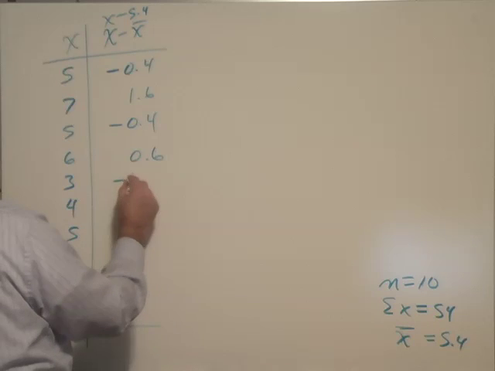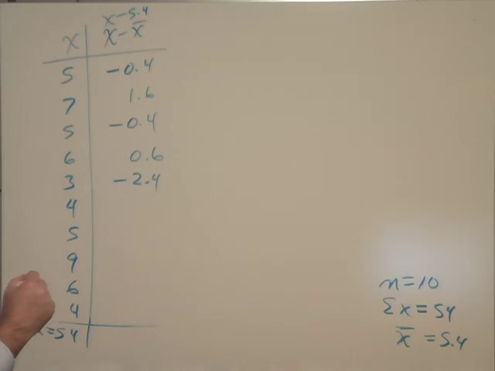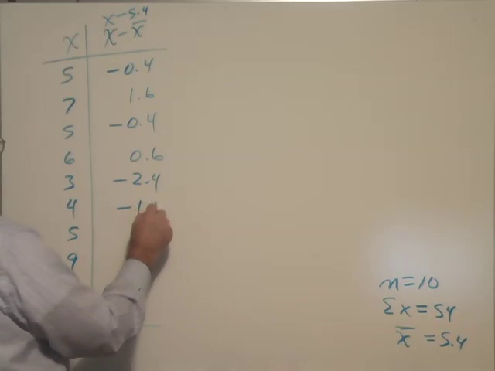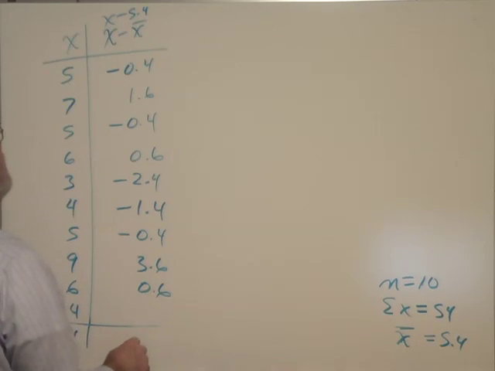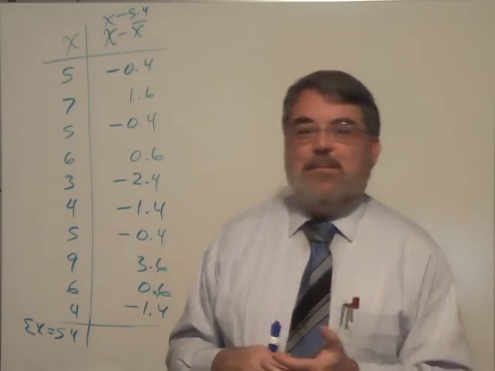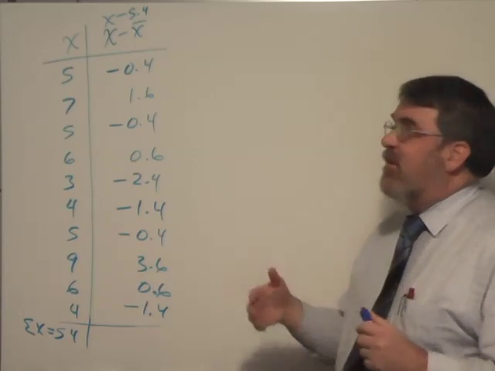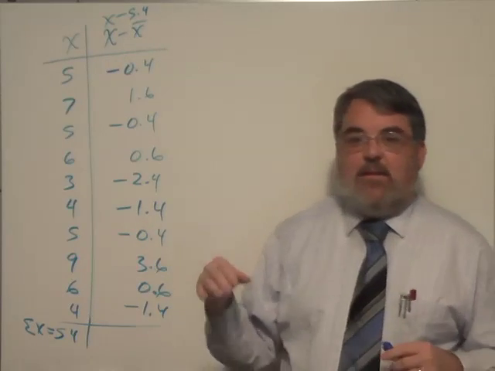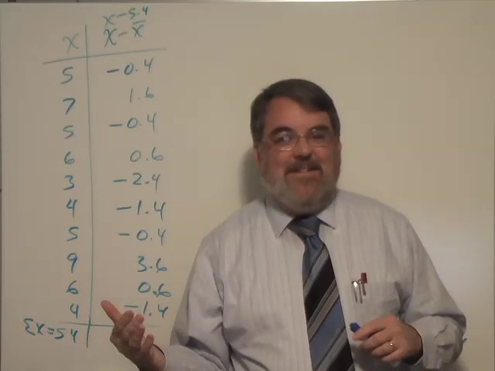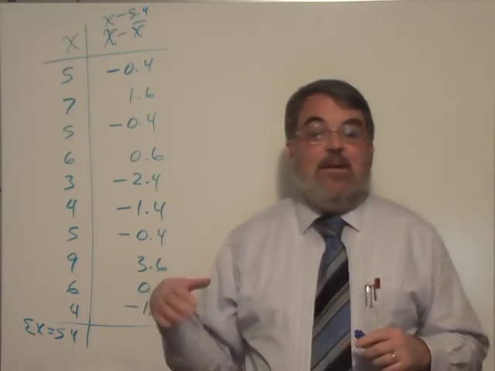0.6 minus 2.4. I think, yes. Minus 1.4, minus 0.4. This one is 3.6. And 0.6 and minus 1.4. Okay, so there's our individual variances, I call them. I don't know if there's a technical term I'm not aware of, but I call them the individual variances, these differences here. Alright, so of course the negatives indicate the numbers that are below the mean, and the positive indicates those that are above the mean.